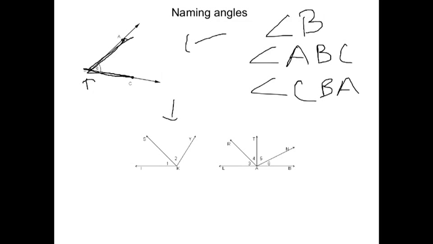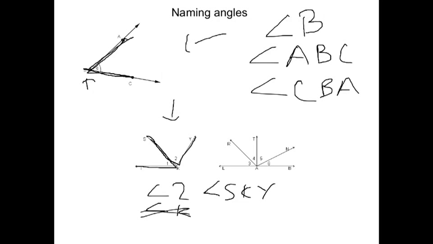So if I look at this diagram, let's talk just first about that baby angle. I can call that angle 2 because it has a number 2. I can call it angle K, but be careful because this guy also has K. So K is not going to really tell me the difference between the two angles. I can call it angle SKY or angle YKS. This symbol, angle.